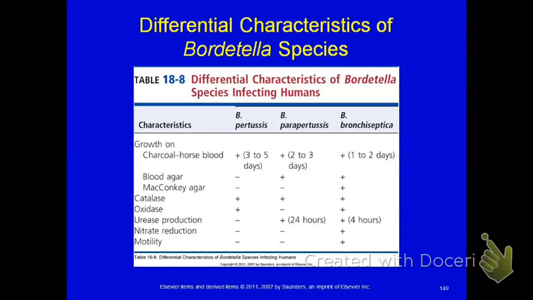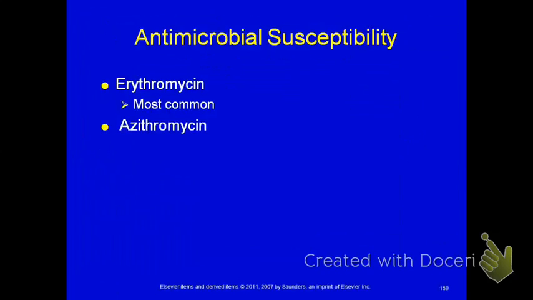Okay, so this would be the biochemical test to differentiate the 3 most common species of Bordetella, namely pertussis, parapertussis, and bronchiseptica. For antimicrobial susceptibility, erythromycin would be the most common and ideal antibiotic, although azithromycin could be an alternative antibiotic for this. And that would be all for Bordetella.